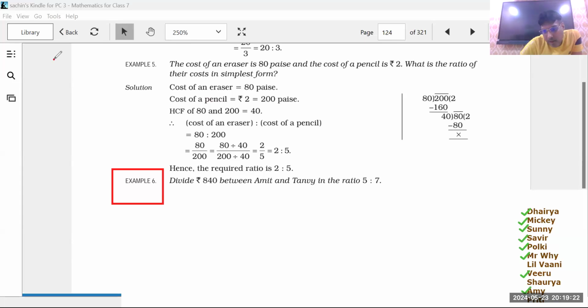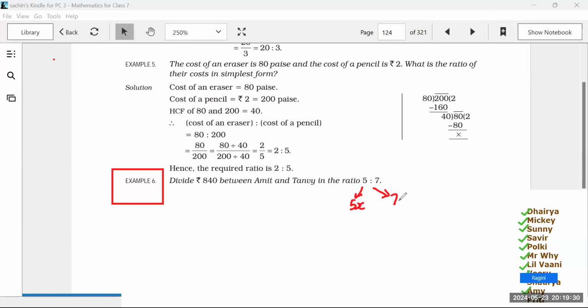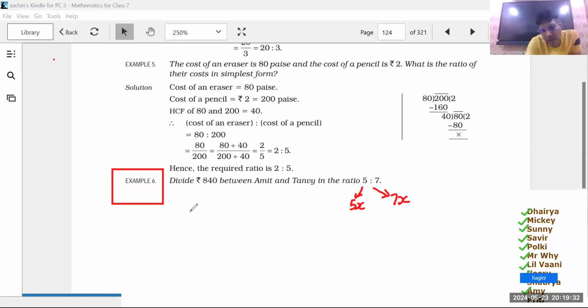So Lilwani, what's my answer? Lilwani and Shaurya. Sir, I've sent. Okay. So Shaurya, please unmute. Yes, sir. Did you take it as 5x and 7x? Yes, I am doing it.